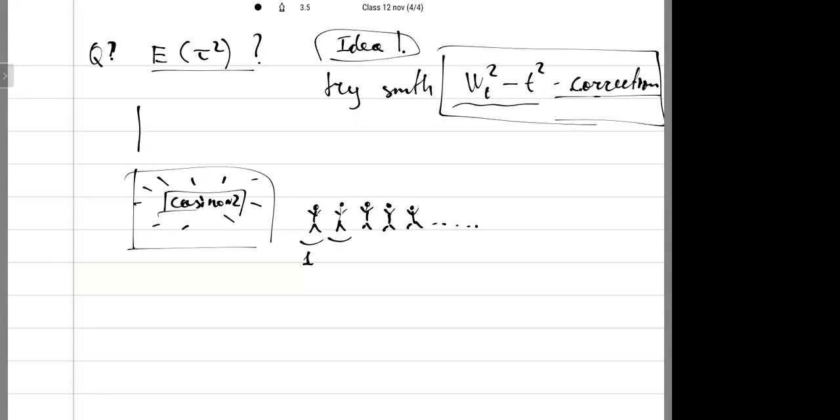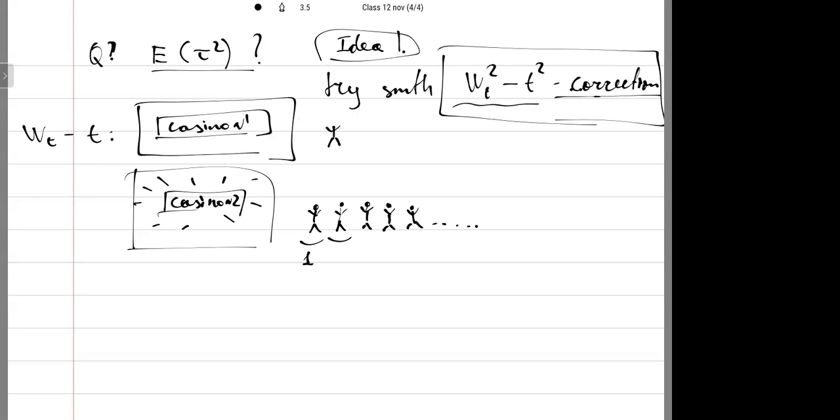So, okay, why have we subtracted t? Why do we have welfare minus t? Why do we have casino number 1? The first guy comes in with $1. The second guy is with $1. The third guy enters with $1, and so on.